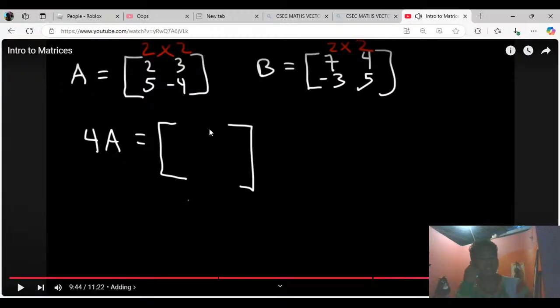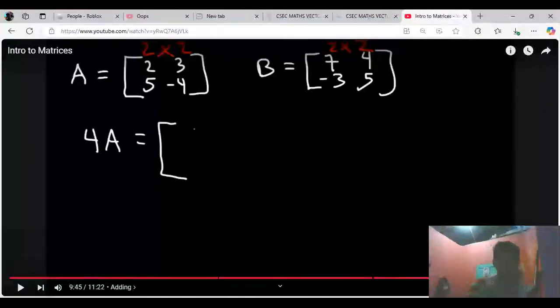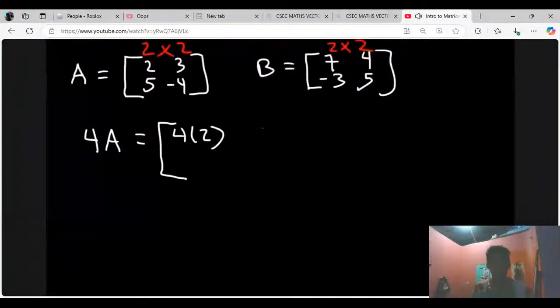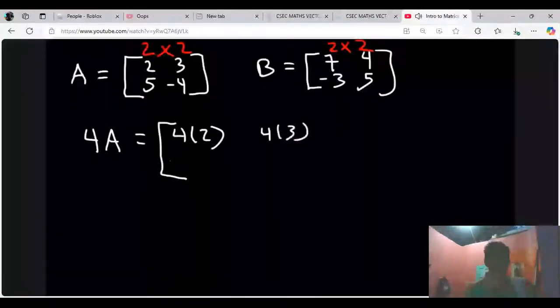So he wants us to multiply 4 times A. 4 twos is 8, 4 threes is 12, 4 fives is 20, and 4 times -4 would be negative 16. He only wants us to multiply 4A. I don't know what he means.